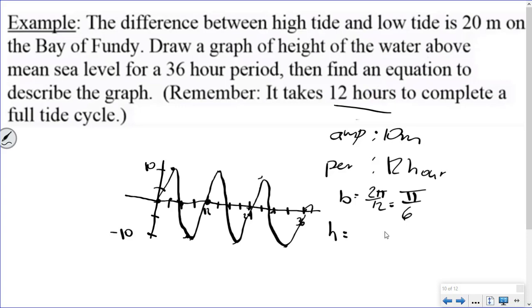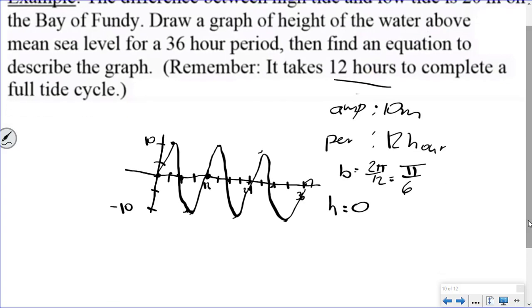My h, right, again, for these application problems, the easiest thing to do is to consider h to be 0, right? No horizontal translation means we're starting at time 0. And then finally, my k value for this question, because we're graphing it about the middle, or about that mean sea level, my k value is also going to be 0.